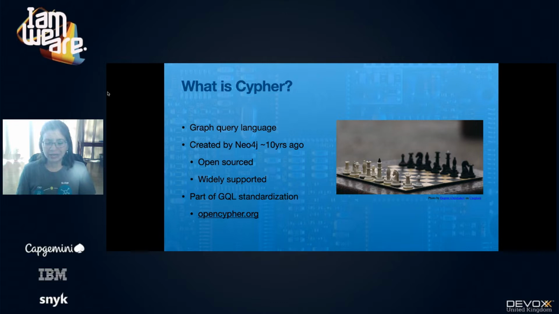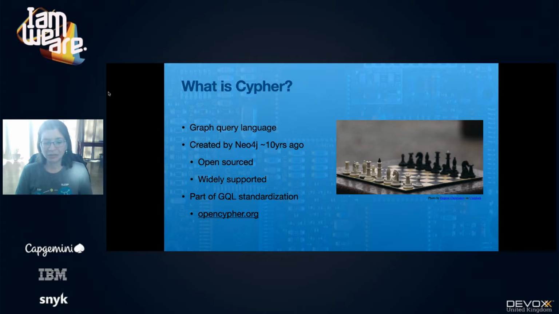It was created by Neo4j about 10 years ago. However, it is open sourced. I think that was back in 2015-ish, and it's very widely supported. So Neo4j is not the only vendor or graph by any stretch of the imagination that supports Cypher. There are several of them out there.